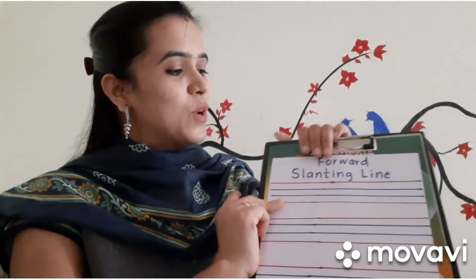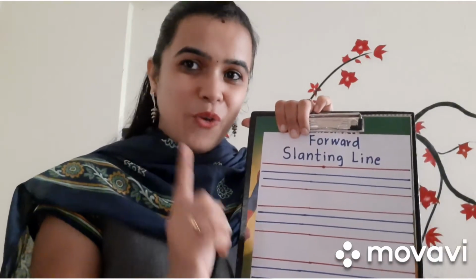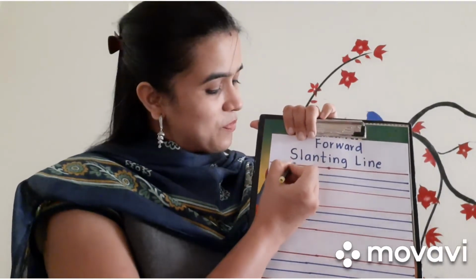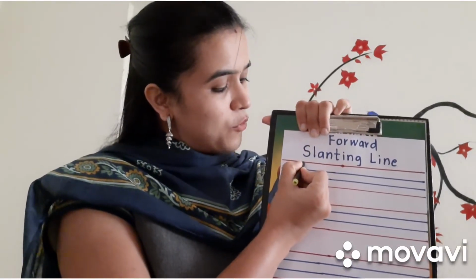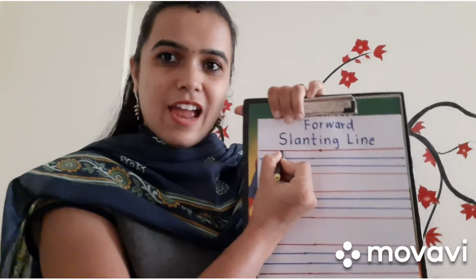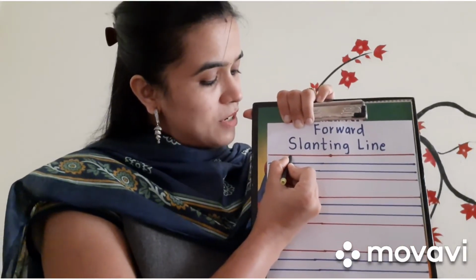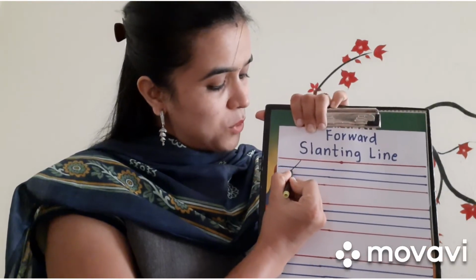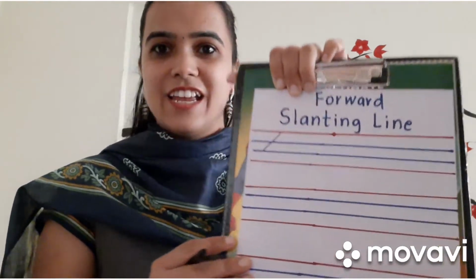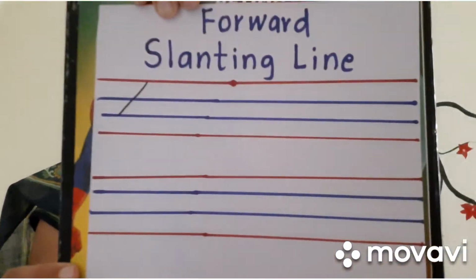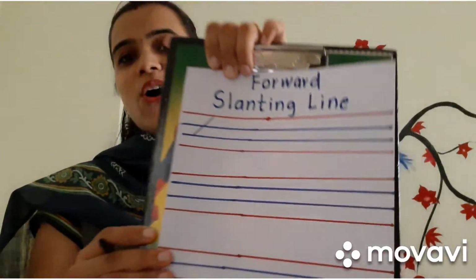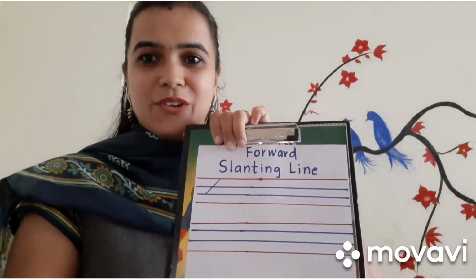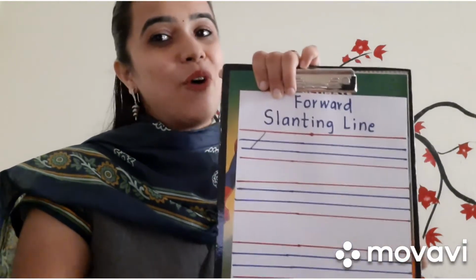Okay? So now let's observe how to write forward slanting line. You have to start from this red line and you have to come down, down, down, down, down to the second blue line. Yes, can you see? Yes, this is called forward slanting line. What is it called? Forward slanting line.